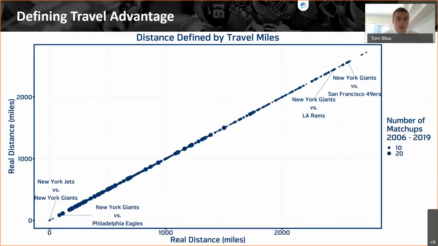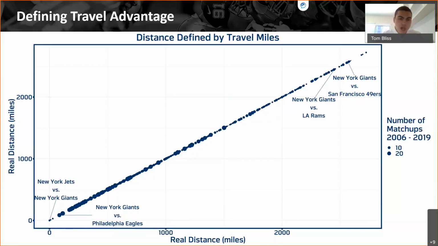So right here we have a chart. We're thinking about the distance defined by travel miles. X-axis and Y-axis are the same. That's the real distance in miles. Each dot represents a number of games at that given travel distance. Bigger the dot, more games.